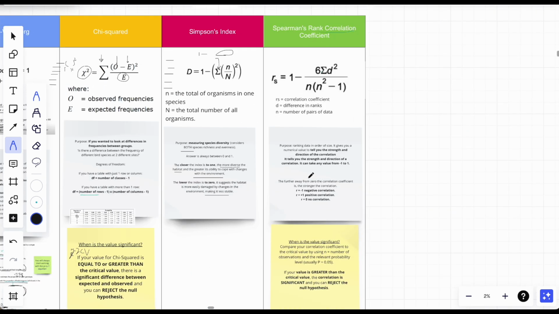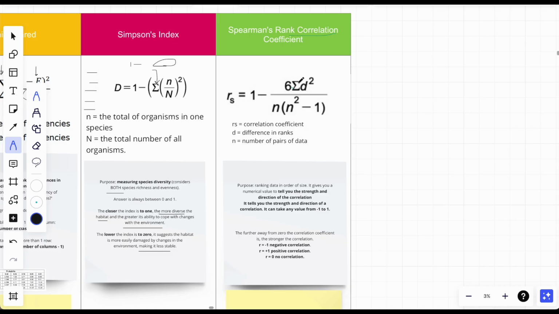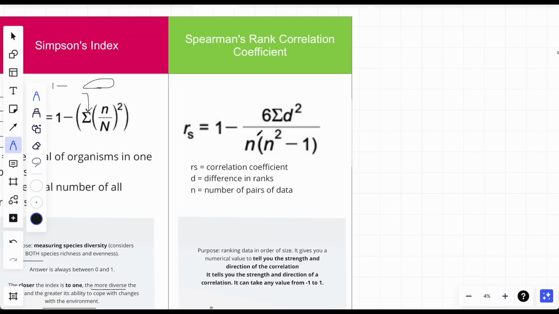Right, last but not least, Spearman's rank correlation coefficient. This one nobody really speaks about, I'll be so honest. I remember I was in year 12 and I saw a question on it and I looked at it and I was like, so how do I do this? I was actually confused. It's very, very much slept on. But essentially, here is the deal.